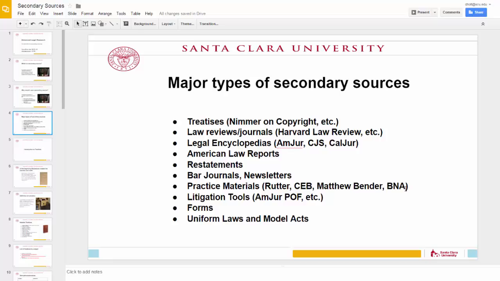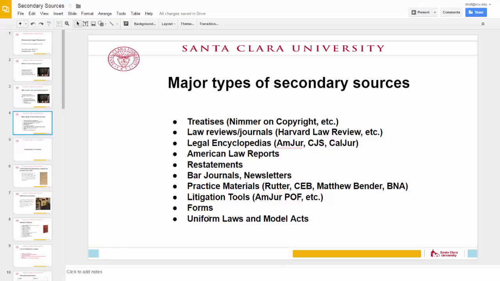BNA is a publisher of practice materials, as is CCH. They tend to focus on federal legal topics with a particular focus on securities, insurance, labor and employment, and taxation. BNA materials are going to be available on Bloomberg's platform, as they have recently been acquired by Bloomberg. We also have litigation tools such as AmJur's Proof of Facts, etc. Forms, which we're going to spend an entire week on, and then uniform laws and model acts.